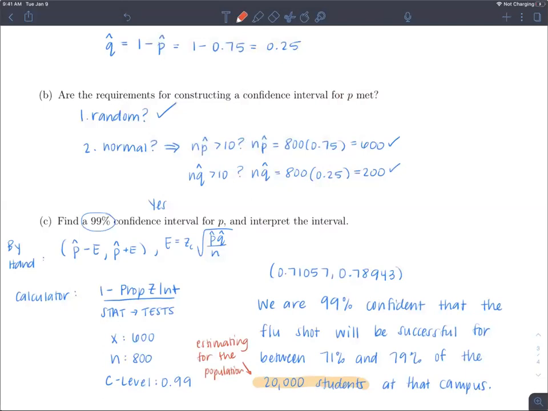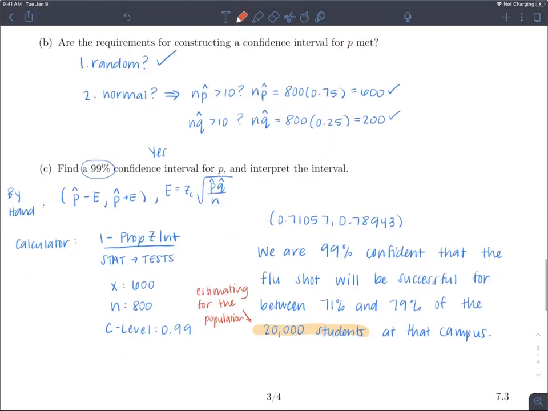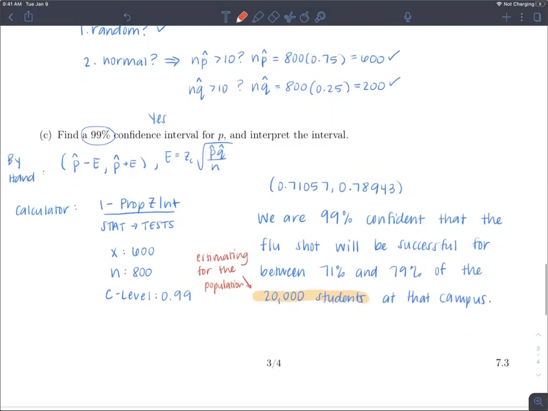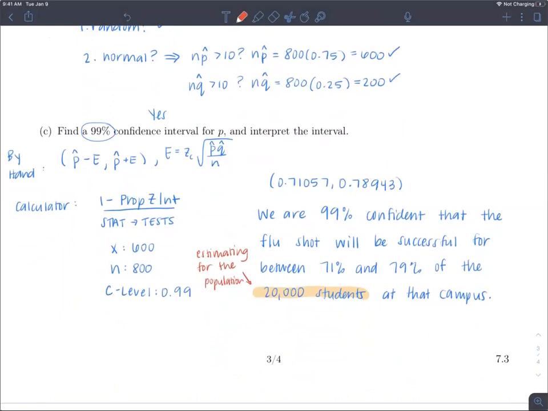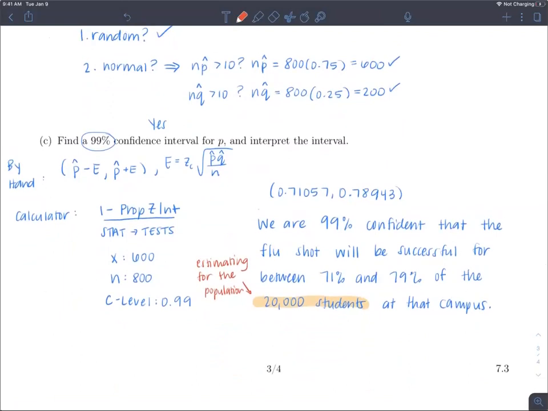While you can use your calculator to find these confidence intervals, there might be some questions where it asks you to find just the margin of error. And so make sure you know how to find that, right? Make sure you know the formulas. The confidence level is always given to you. So your confidence level is this thing right here.